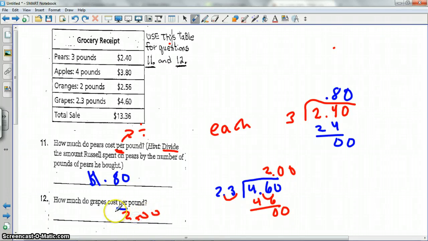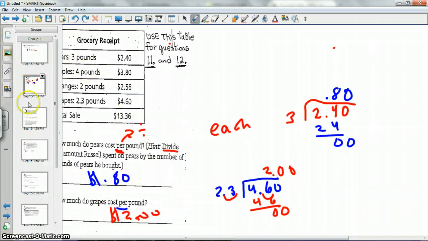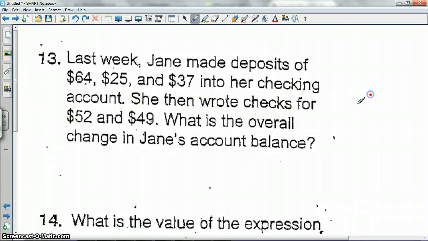So grapes are $2 per pound. All right, moving on to the next one. Last week, Jane made deposits of $64, $25, $37 to her checking account. Then she wrote these 2 checks.